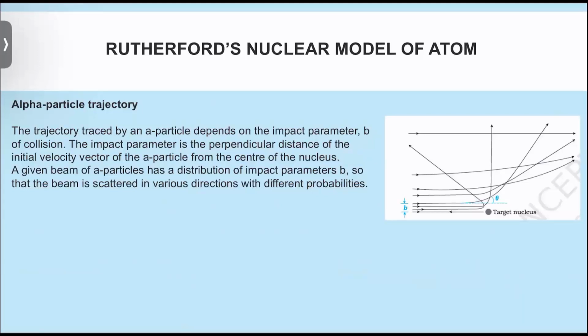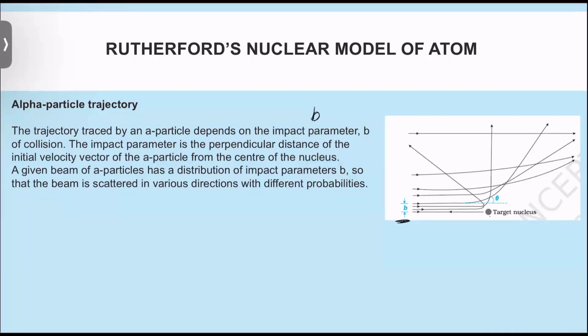You can see over here that this is your target nucleus, and these are the different trajectories the alpha particle could take as it comes in with a certain velocity. There is a certain backscattering angle associated with this. The trajectory traced by an alpha particle depends on a parameter called the impact parameter, which is given by b.